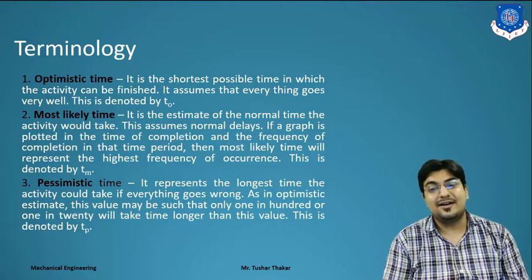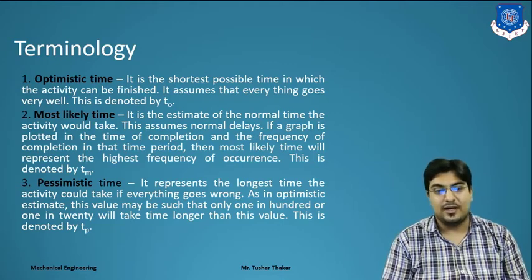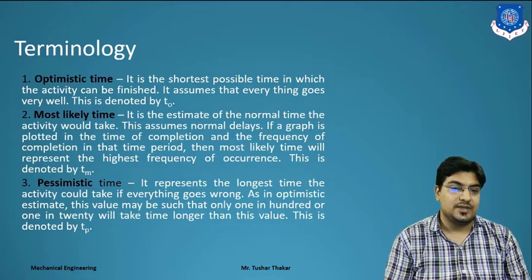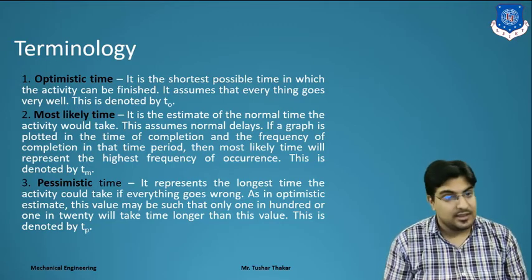As in the optimistic estimate, this value may be such that only 1 in 100 or 1 in 20 will take longer than the value, and that will be denoted by TP. Pessimistic value will always be longer compared to the TO. Clear?